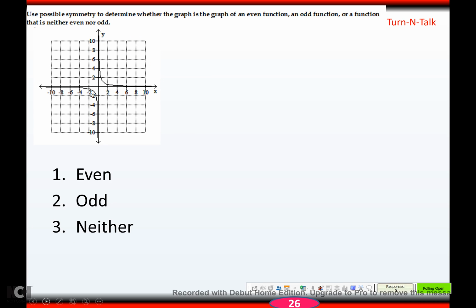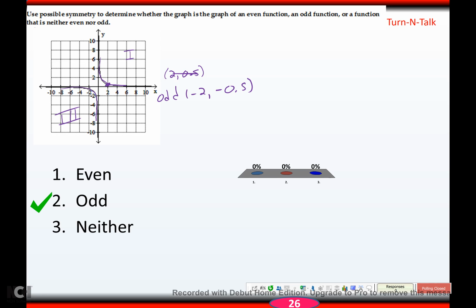And hit pause, come back when you're ready. And hopefully you got odd. Again, I can tell it's odd because if it reflects diagonally, in other words, whatever's up here is also over here, then you have an odd function. But if I check an ordered pair, let's check (2, 0.5). For odd, change both signs, and that has to be on there. (-2, -0.5) is, that's odd.